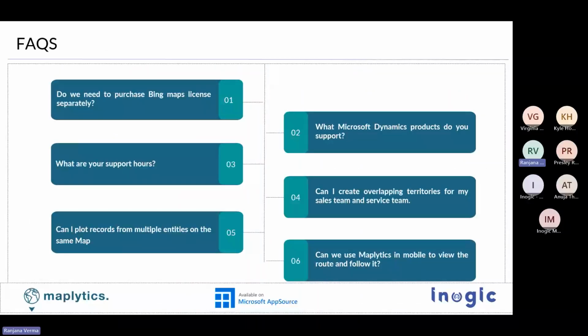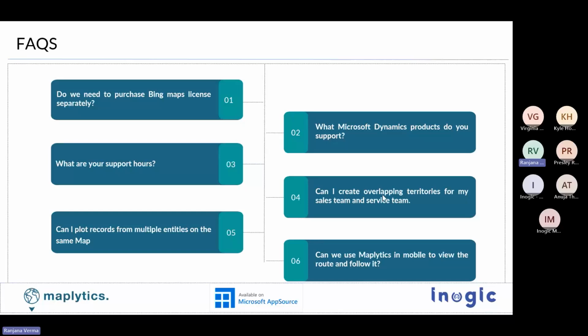Now, here are some commonly asked FAQs, and let me answer them for you. All the maps that you were able to see were Bing Maps. Do you have to purchase that separately? No, we ship that along with our solution so that you don't have to purchase it separately. Then, on Microsoft products, it supports CRM as well as Dataverse, both online and on-premise.